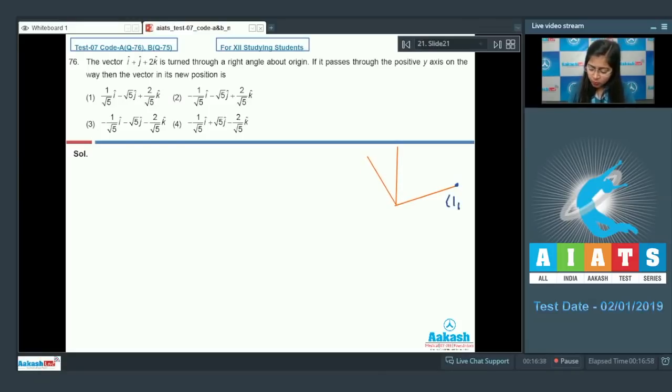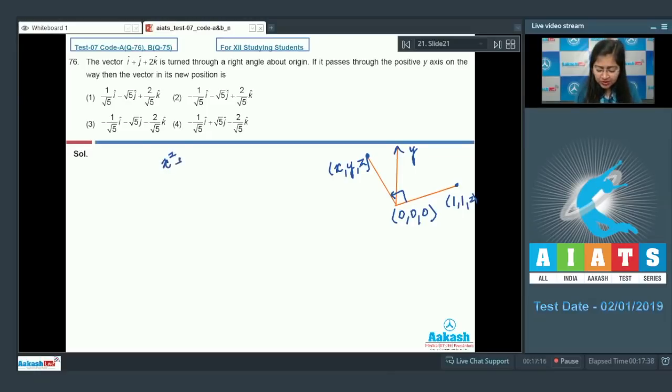where this point is (1, 1, 2), this is the origin (0, 0, 0), and let us say this is the positive y-axis and this is the new point, let us say (x, y, z). This vector is turned through 90 degrees and we get this new vector, right? Now here we can see that the magnitude of the new vector will be equivalent to the vector which has been turned. The magnitude of the vector will remain the same.